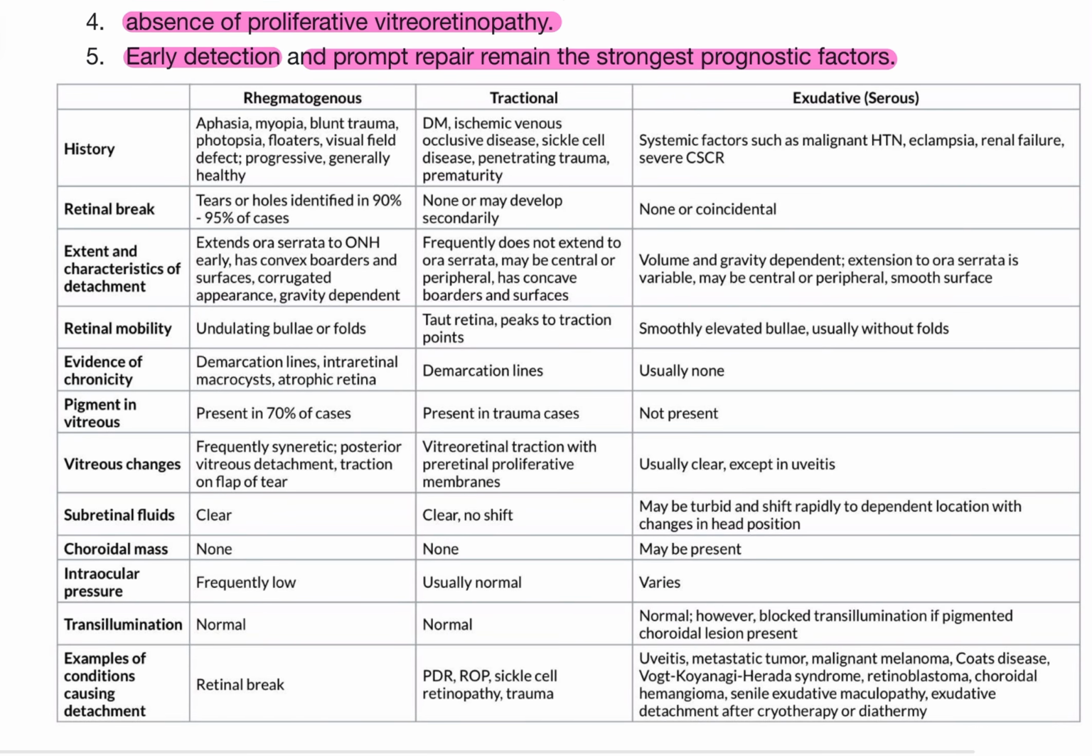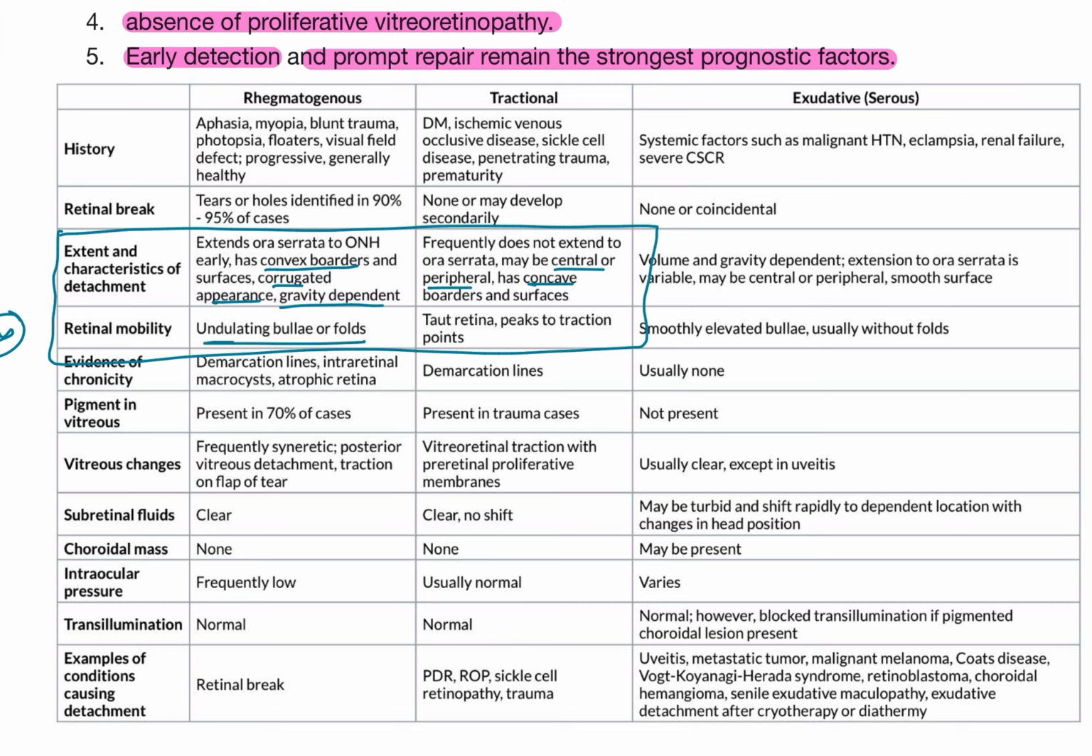These are the differences between rhegmatogenous, tractional and exudative detachment. We'll see in a different video. The most important thing you need to note is these two boxes. Rhegmatogenous retinal detachment is convex, but here it is concave, and it may be central or peripheral. It is gravity dependent with a corrugated appearance. The most important point is this one: the bullae or folds will undulate with movement of your eyes, but tractional detachment is taut. It does not undulate. So that's how you differentiate between rhegmatogenous and tractional retinal detachment. Thank you.